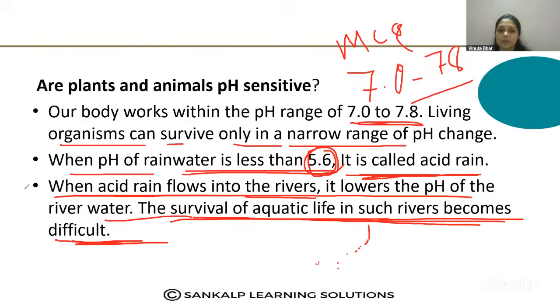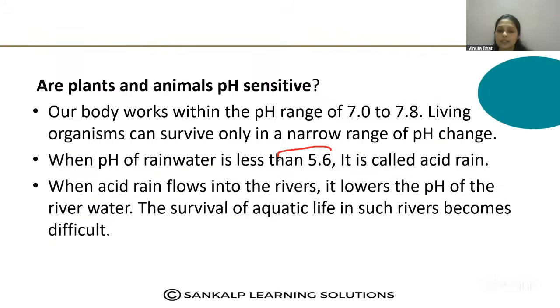So here in MCQ, what is acid rain and the pH range of the acid rain is very important. Okay.